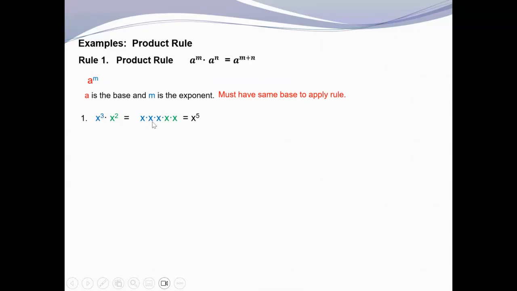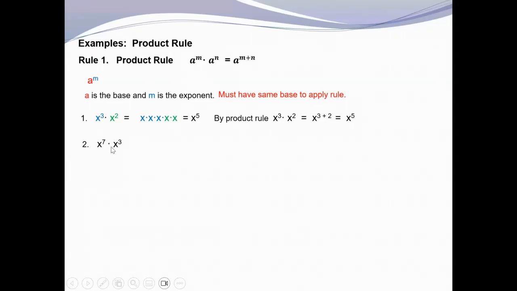And that's why I put x cubed in blue times x squared in green. So x cubed is the same thing as x times x times x. And x squared is the same thing as x times x. So x times x times x times x times x, 5 times, will give you x to the 5th power. But it's better to apply the rule, right? You have the same base, x and x. You add the exponents. It'll be x to the 5th power.